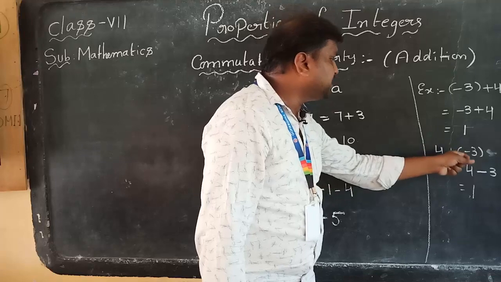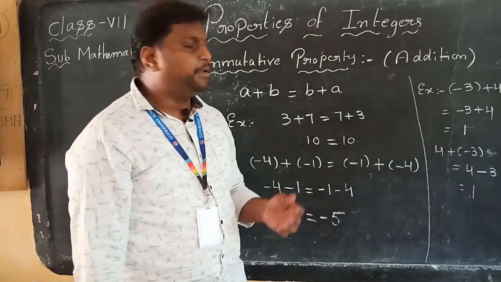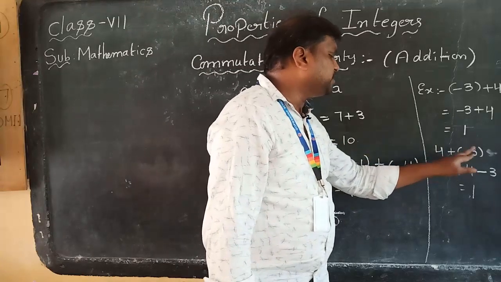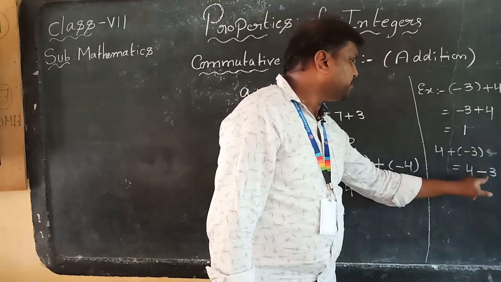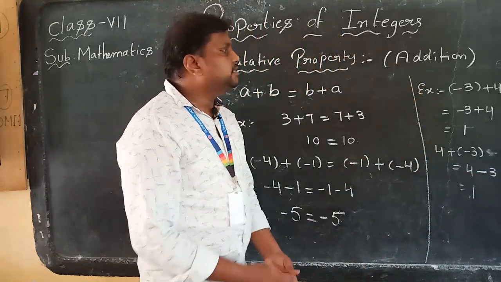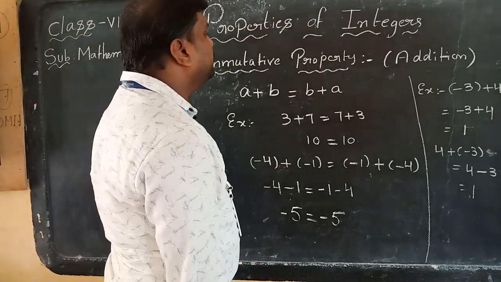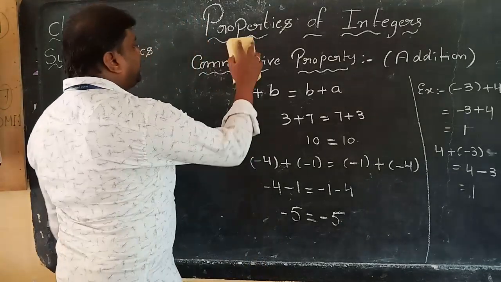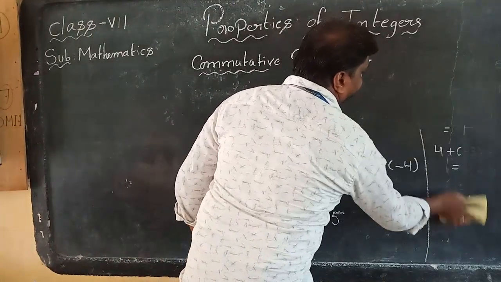Next, 4 plus minus 3. We are taking the reverse. A plus b is equal to b plus a, like that. 4 plus minus 3. Then 4 plus, as it is, 4 plus, right? Plus into minus, minus. 4 minus 3 is equal to 1. Means LHS is equal to RHS. Means according to the commutative property of integers under addition, this property is verified.